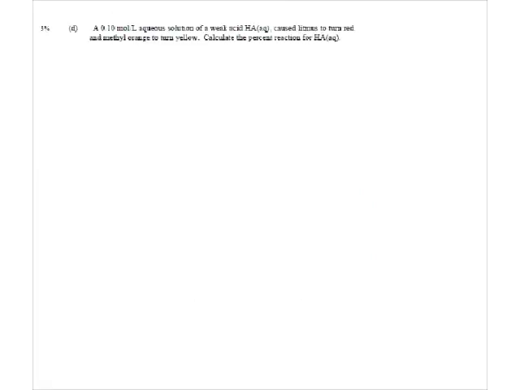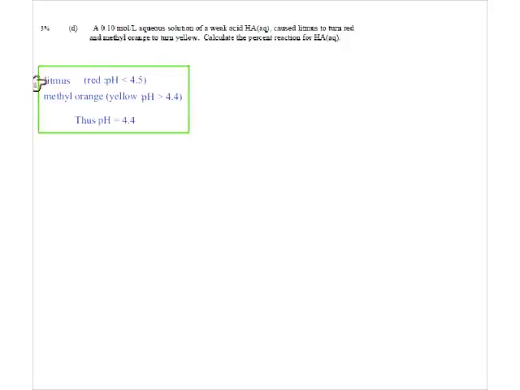Here's another public exam question based on indicators and calculations this time. It says a 0.1 mole per liter solution of weak acid caused litmus to turn red and methyl orange to turn yellow. We need to calculate the approximate percent reaction for this acid. So we need to find out what the pH of that acid is based on the indicator information. Litmus is red, and it can only be red at pH below 4.5. Methyl orange is yellow, and it can only be yellow above 4.4. So we've established our range, and the pH must be no less than 4.4, but it can't be 4.5, because if it was, then methyl orange would change color. So the pH has to be 4.4 based on the indicator information.